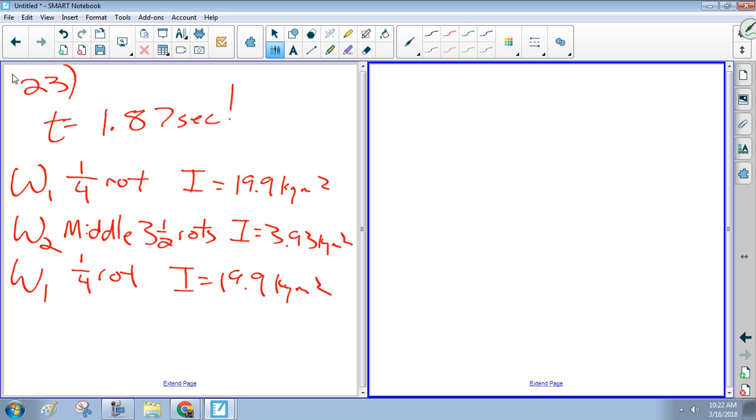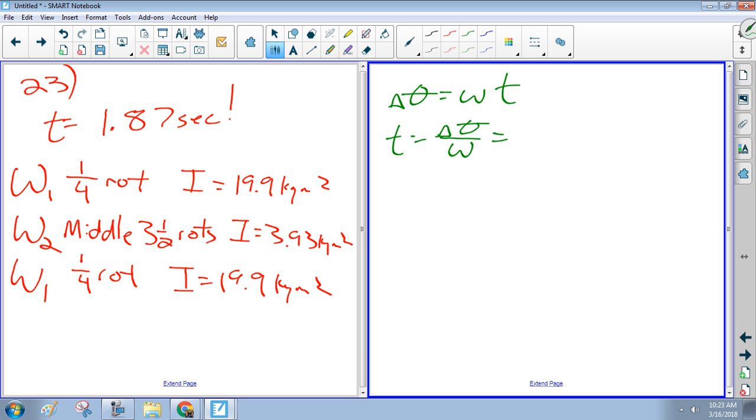Assuming your angular velocity is constant, we know that displacement is angular velocity times time. Do you guys agree with that? Assuming that your angular velocity is constant, which is what we are led to believe. During this chunk, he's going to have a constant angular velocity. During this chunk, constant. During this chunk, constant. So time is going to be delta theta over omega.